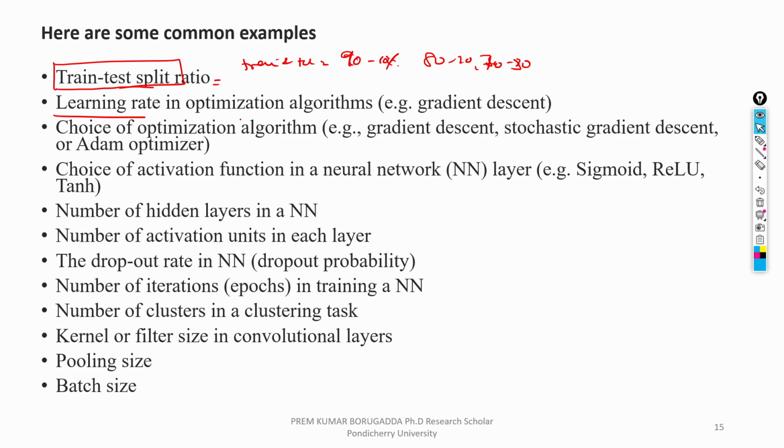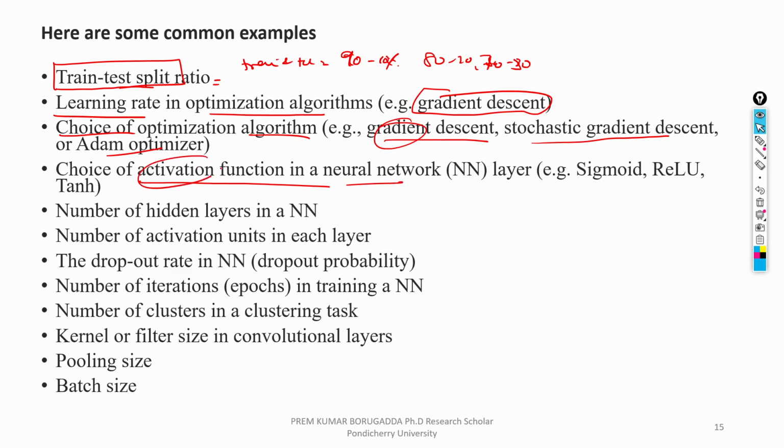Like that, learning rate in the optimization algorithm. So what is the optimization algorithm here? Gradient descent algorithm. The choice of optimization algorithm: gradient descent, stochastic gradient descent, Adam optimizer, like that. You have to apply trial and error. Then the choice of activation functions in the neural network. Many activation functions are there, for example sigmoid, ReLU, tanh, like that.